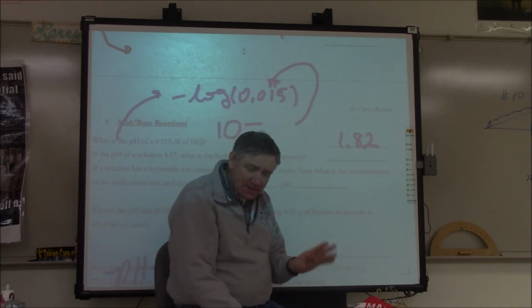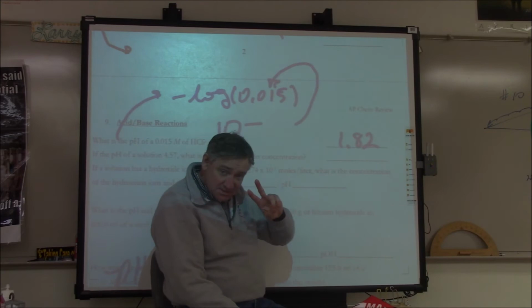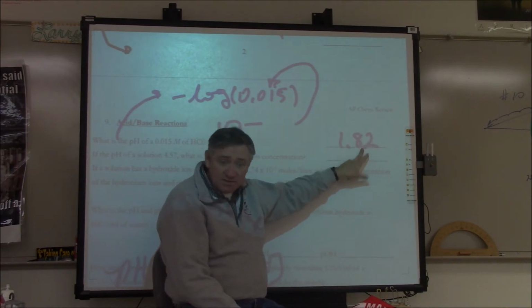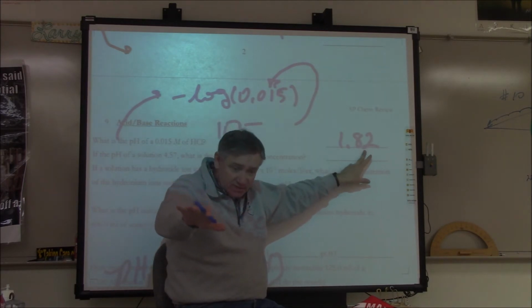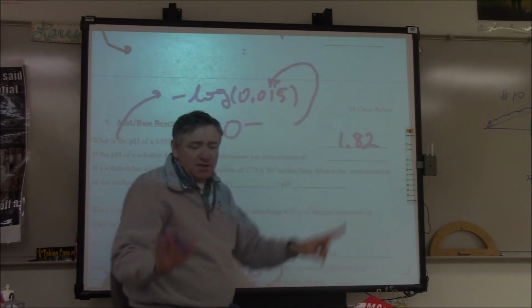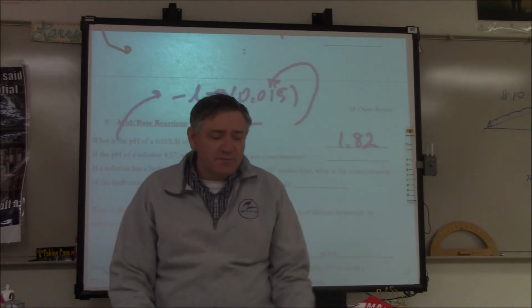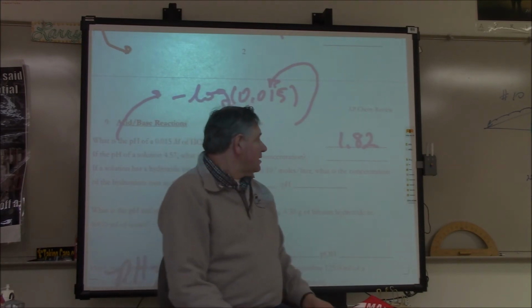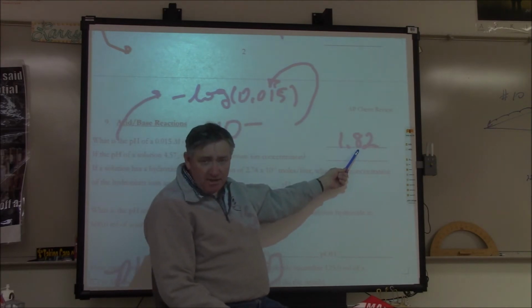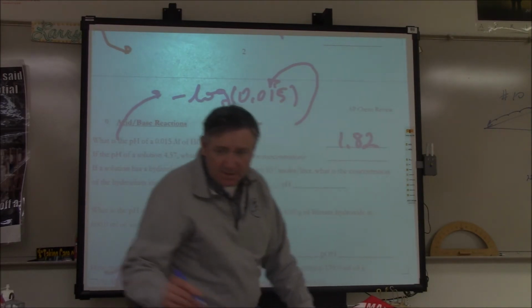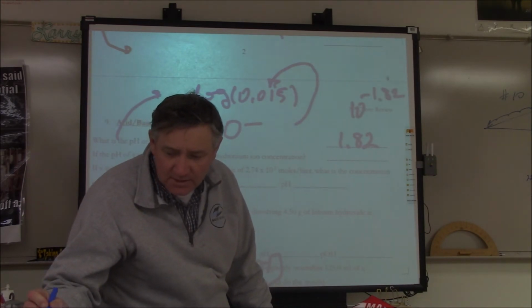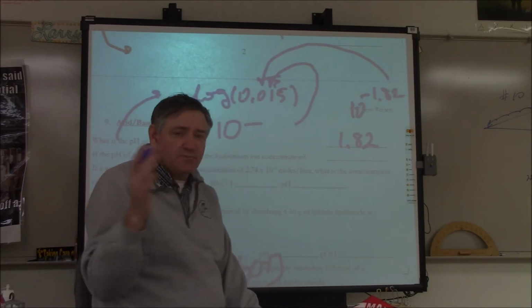So when you're writing pH or pOH, you always put 2 digits to the right of the decimal place. No exceptions. 2 digits over here. Okay? 1.82. Now, here's how you can make sure that you got this right. And this plays out into this next question. If you want to make sure that you got this right, take 10 and raise it to a negative 1.82, and you should get 0.015.